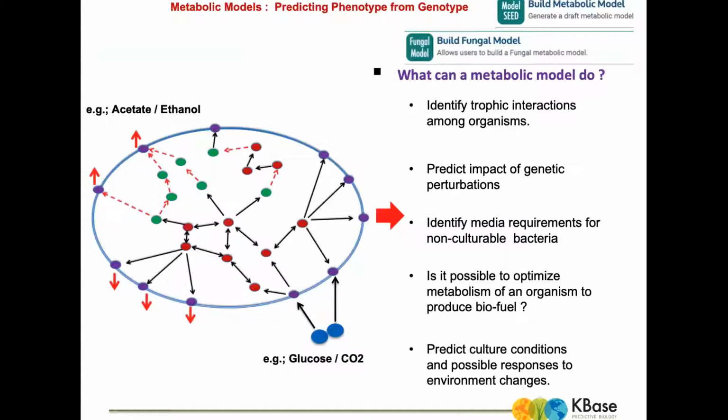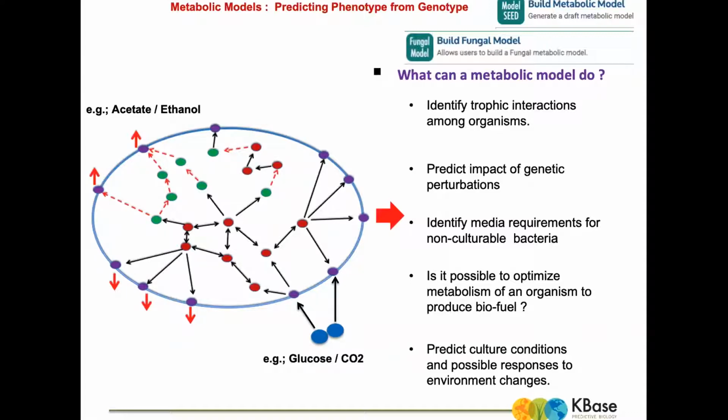So it's a very important talk. What can metabolic models do in general? As I mentioned earlier, in a community model context they can be used to identify trophic interactions among organisms and predict the impact of genetic perturbations. If some organisms are not culturable in laboratory conditions, and you want to identify a minimal media composition in which these organisms can be cultured, you could use the help of modeling to identify a list of compounds for that. Can we optimize a certain biofuel product like ethanol?